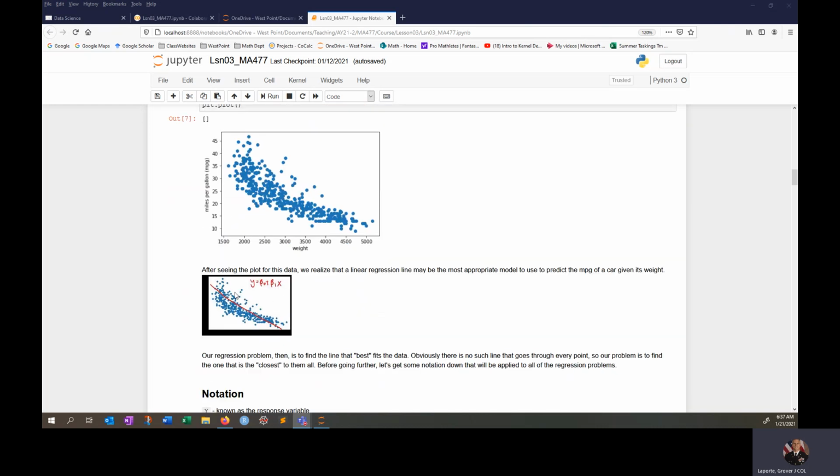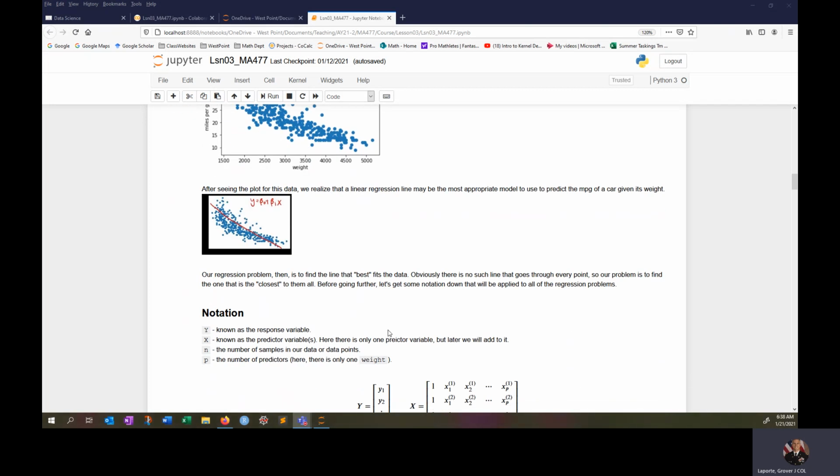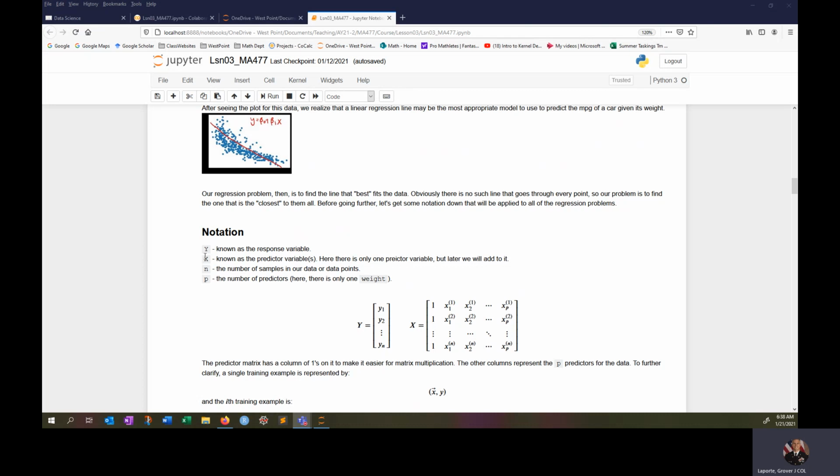So what we want is a linear regression, or a linear model, right? That's the idea behind this lesson. I want some kind of linear model that will fit all these data points. Obviously it can't go through all of the data points, so we want the one that fits this data the best. A little bit about notation before we get too far. Y is the response variable, and you can see it here. It's whatever the values are on the y-axis.